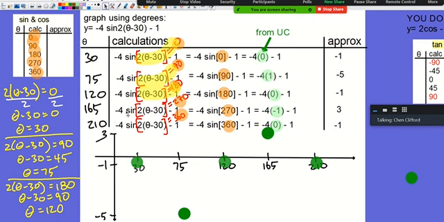And you just connect the dots and you're done. Boom. Now, obviously, you know that this wave continues over and over and over again, but we're just graphing one cycle.